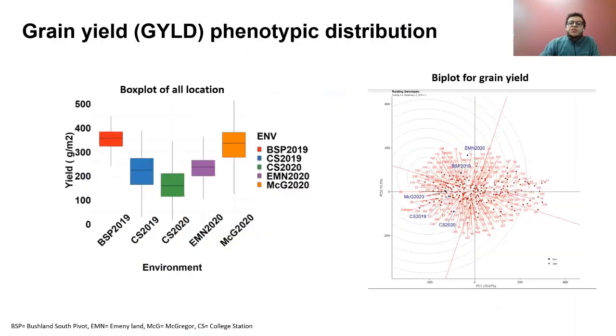Here we can see the box plot for yield across different environments. 2019 was irrigated, and that environment showed the highest performance. The other locations were under rain-fed conditions. We can see the GGE biplot on the right side of the slide. For environments, we can say we have two mega environments. Those are South Texas and North Texas.